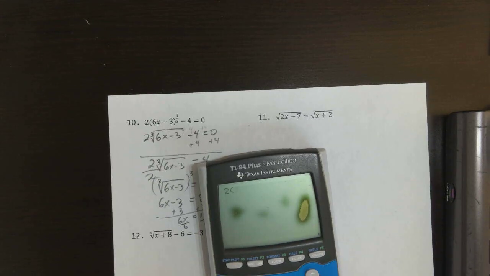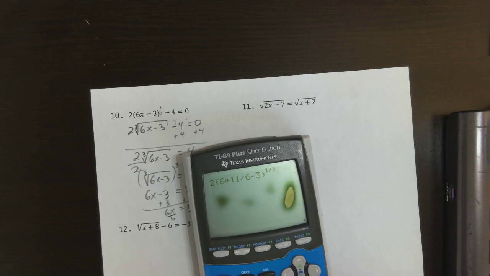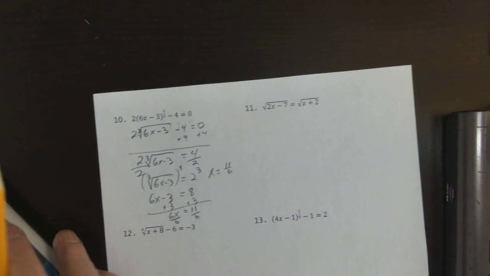2 times, in parentheses, 6 times 11 divided by 6, or 11/6, minus 3, to the 1/3 power, 1 divided by 3 power, I'll get out of the exponent, and then minus 4. Are we equal to 0? We are. So we have a solution.